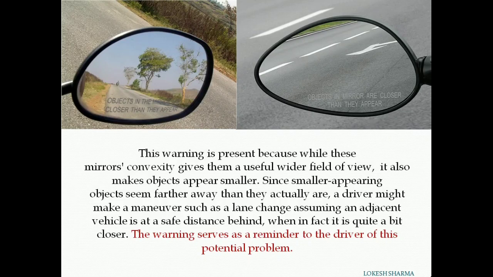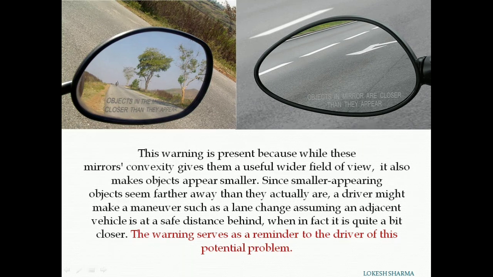Since a smaller appearing object seems farther away than it actually is, a driver might make a maneuver such as a lane change, assuming an adjacent vehicle is at a safe distance behind, when in fact it is quite a bit closer. The warning serves as a reminder to the driver of this potential problem.